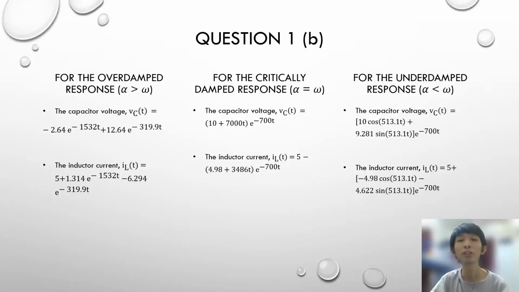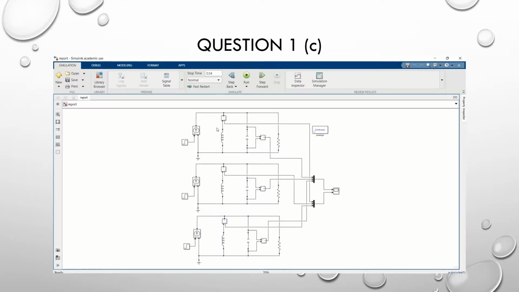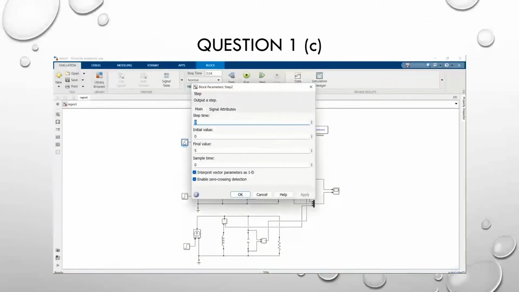For question 1, part B, we use manual calculation to find the capacitor voltage Vc and the inductor current IL for the overdamped, critically damped, and underdamped responses, as shown below. For question 1, part C, first we build the whole circuit like this. Second, we double click the step and change the step time to 0 and the final value to 5.